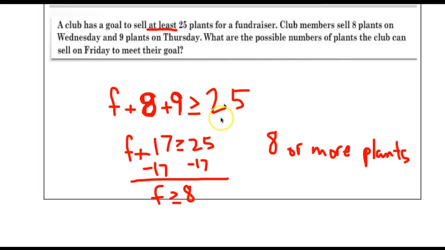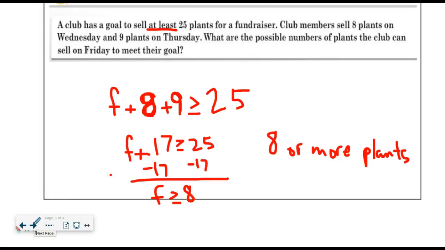25. Okay, so I'm going to go ahead and combine my like terms. 8 plus 9 is 17, which I'm then going to subtract from both sides and get a solution of x is greater than or equal to 8, which means 8 is the minimum number of plants that I can sell. I can certainly sell more, but 8 is the minimum. So I'm going to analyze that as 8 or more plants. I could sell 8 or more. And that would meet their goal, obviously.